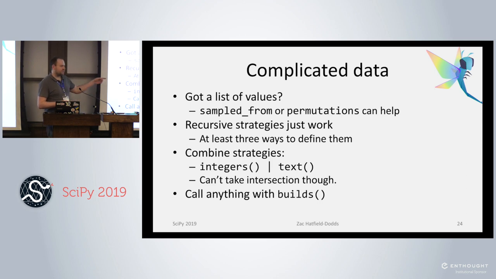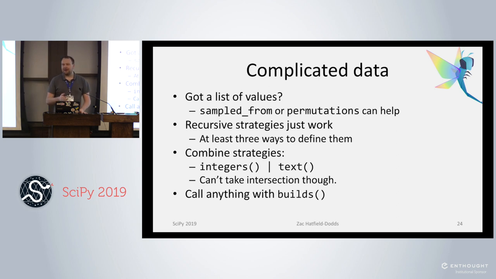So for example, integers and then the pipe for bitwise OR, this will give you a strategy which can generate integers or text. And the minimal example from this strategy of integers or text will be the number 0. If you had it the other way around, the minimal example would be the empty string, because it prefers to generate whatever is furthest to the left. Make sense? Cool.